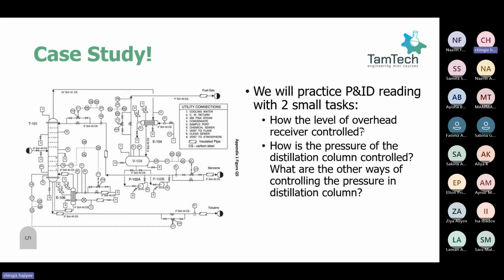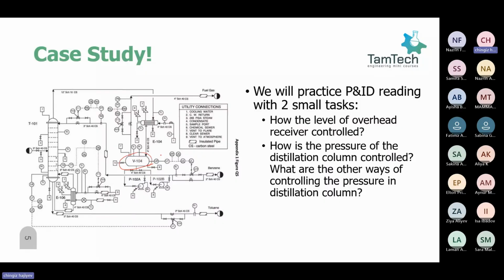Okay, let's start with the first question. The first question is how the level of overhead receiver is controlled. Let's see what we're talking about. We are talking about V104, this guy. We're talking about this, and we want to see how the level is controlled.